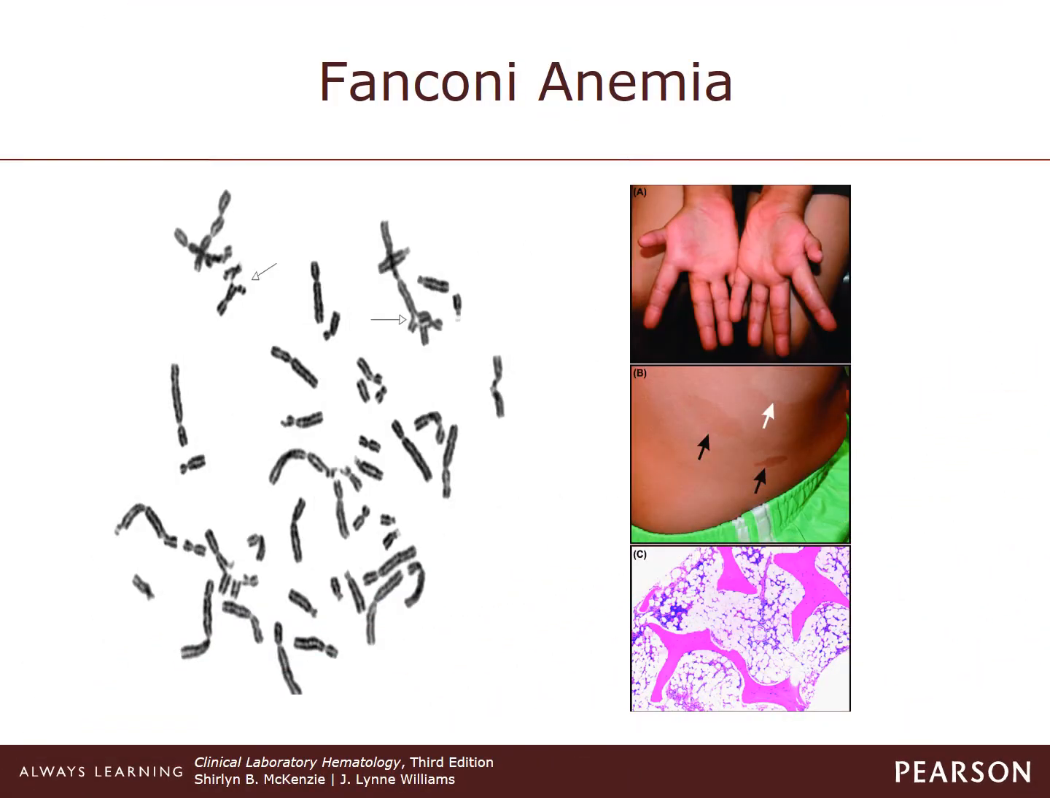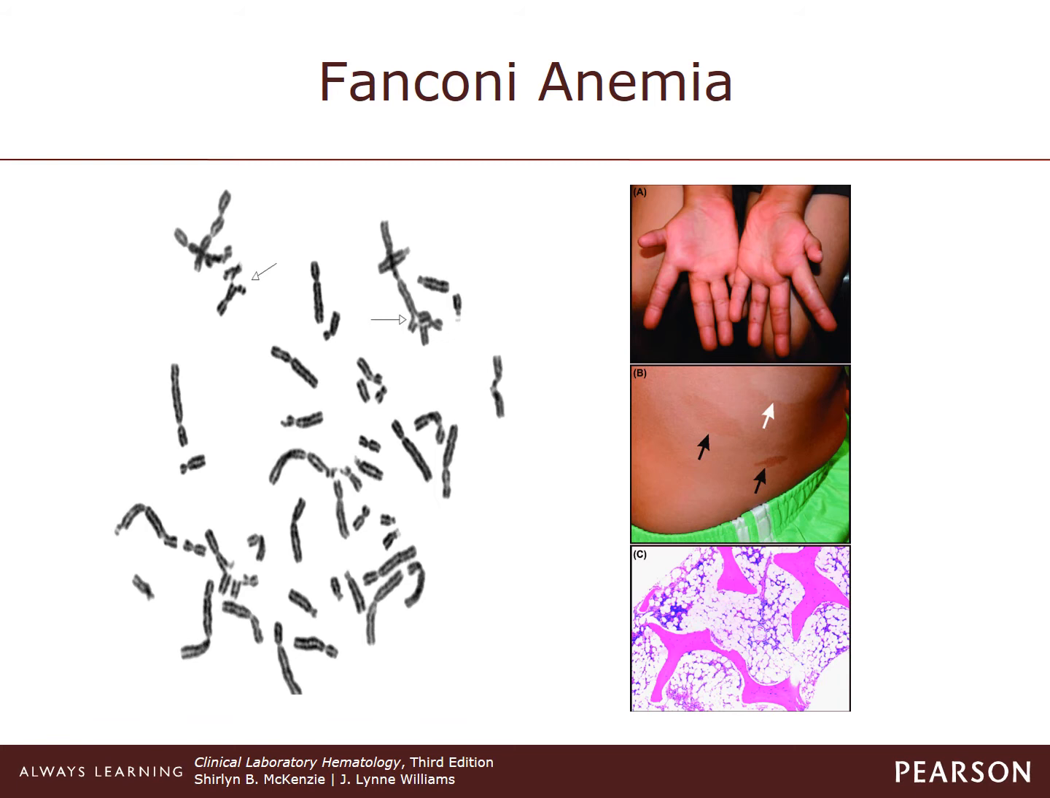So Fanconi anemia is an autosomal recessive inherited type of aplastic anemia that is a molecular defect caused in childhood. You're seeing abnormal chromosome fragility. Look at the arrows on the left. And these patients unfortunately have an increased disposition to leukemia or cancer.